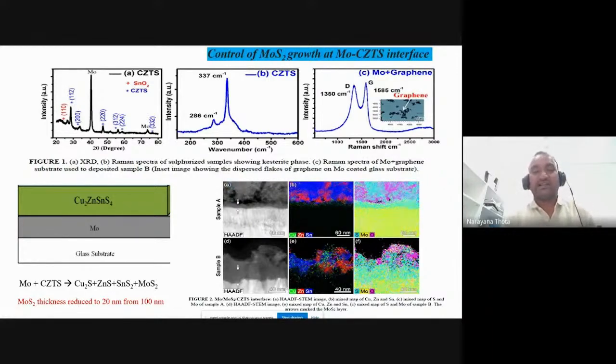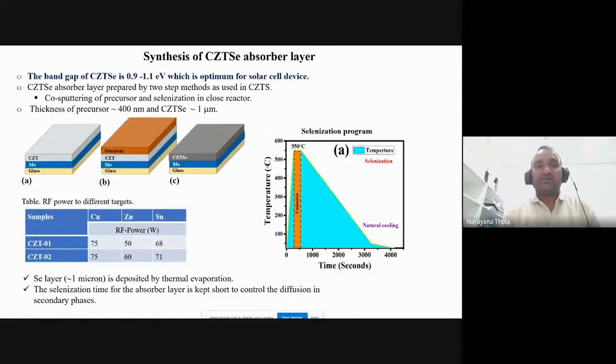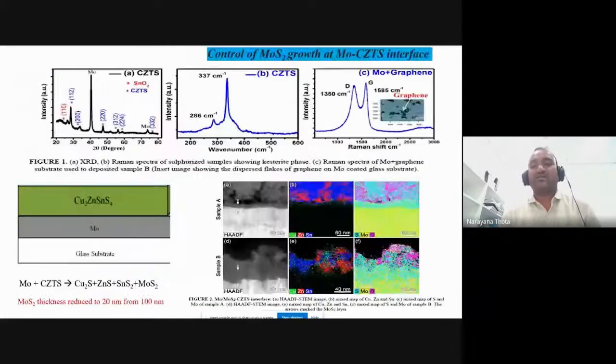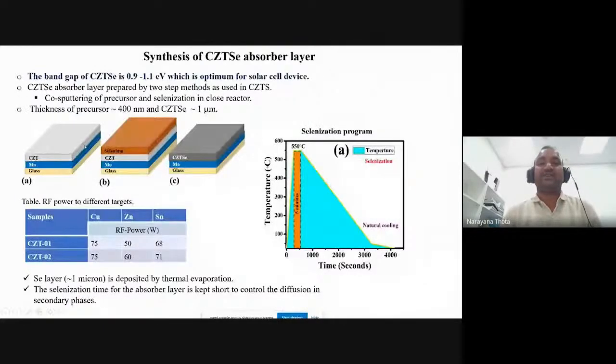This is the cross-sectional TEM ADF image. These are the Raman measurements, the Raman spectra for graphene and for CZTS. This is the CZTS material. Generally 1.2 eV is the suitable band gap for solar cells. Here we got 1.5, so we tried to replace the sulfur with selenium.